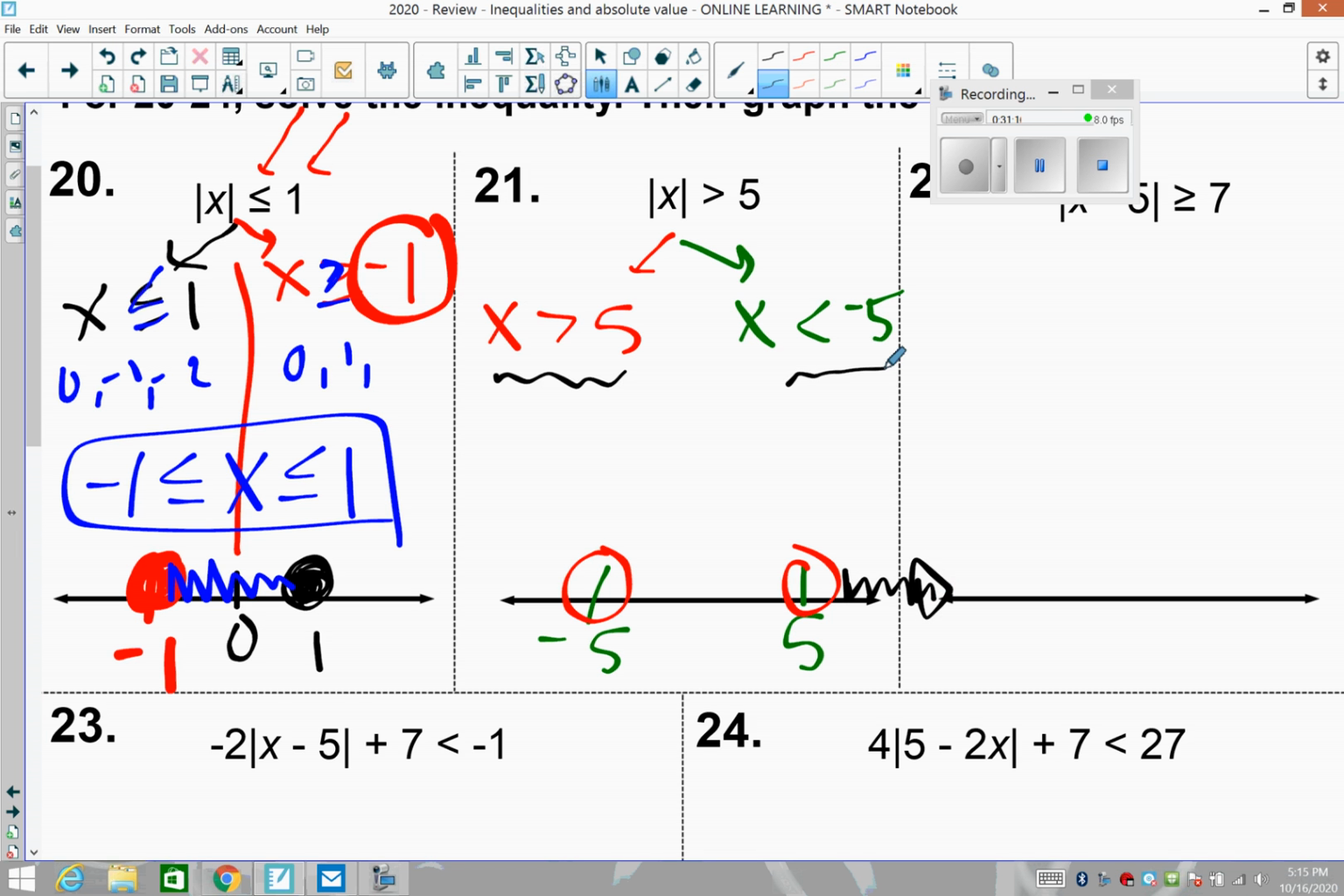At -5, it says less than. So go to -6 and so on. So this time the graph is growing away from each other with an open space in between.